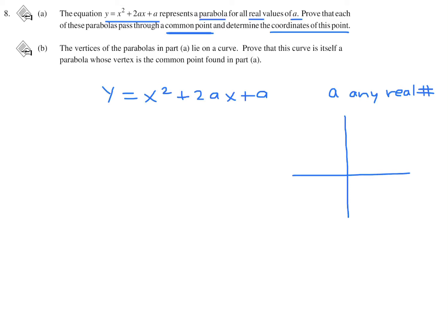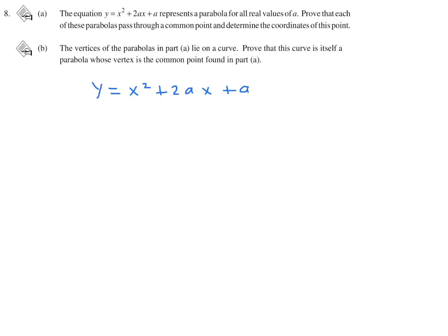So since this coefficient here is 1, it's probably a parabola that points upward. So it's going to be like this, right? Something like that. And they're saying that there's always some point, let's say it's here, that this parabola will always pass through no matter what a is. So it will look different. It might look like this, or it might look like that, but that point is always going to be common. So that's what we have to figure out.